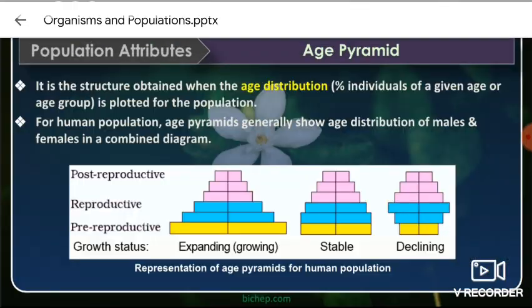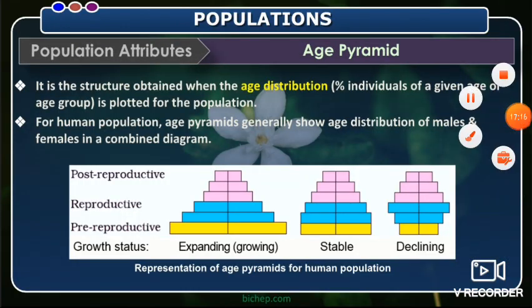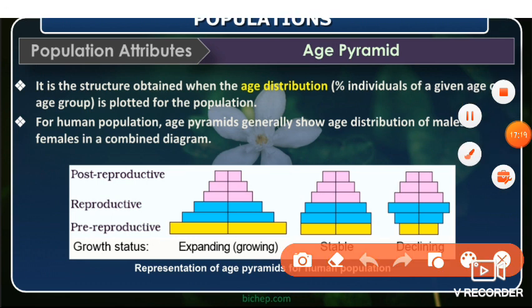And after sex ratio, here you can see the age pyramid. Yes, students, a population has certain attributes that an individual organism does not. Individual organisms do not have such attributes. Populations have such attributes. So many attributes are there in a population that an individual doesn't have. That's the thing.